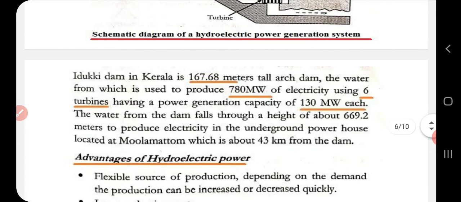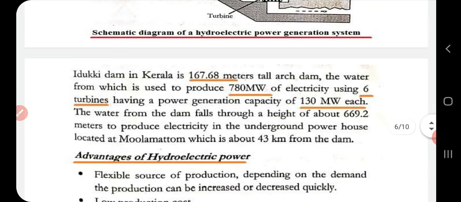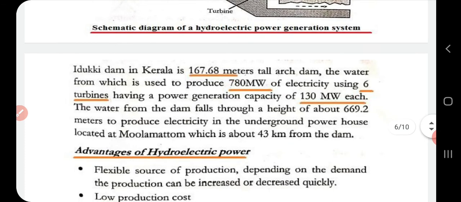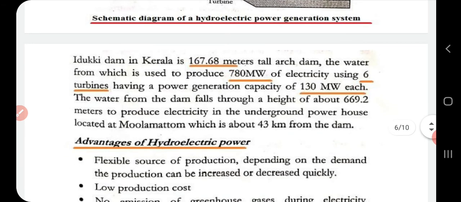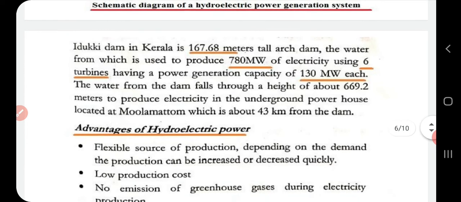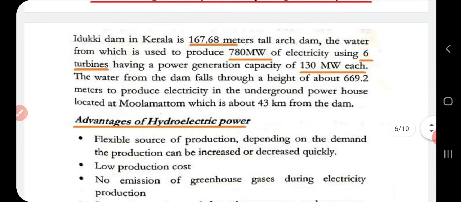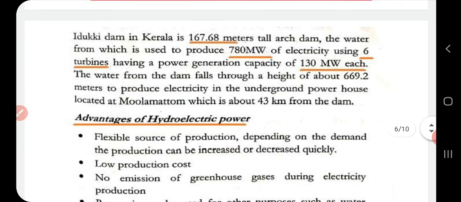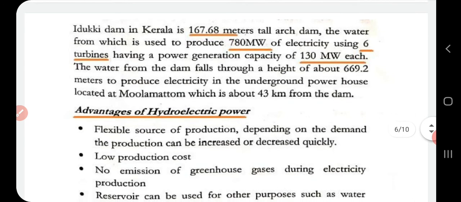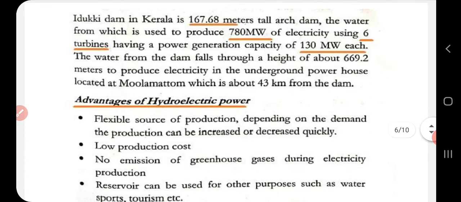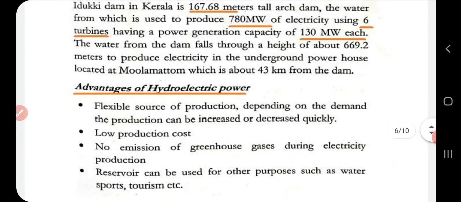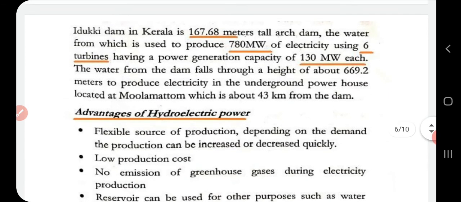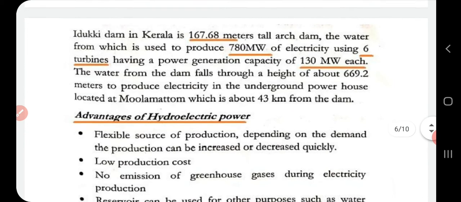6 turbines. That means each of these turbines has a capacity to produce 130 megawatts of power. So 130 into 6 will be 780 megawatts. So that much power it can produce. And the water from the dam falls through a height of about 669.2 meters to produce electricity, and the power is generated in the powerhouse station at Moolamattom, which is about 43 kilometers from there. This is how hydroelectric power is generated at Idukki dam.